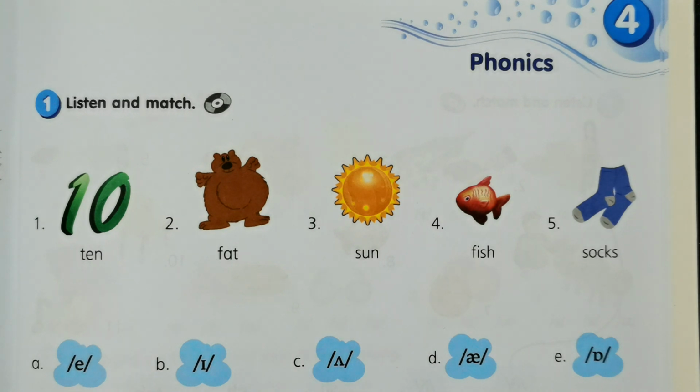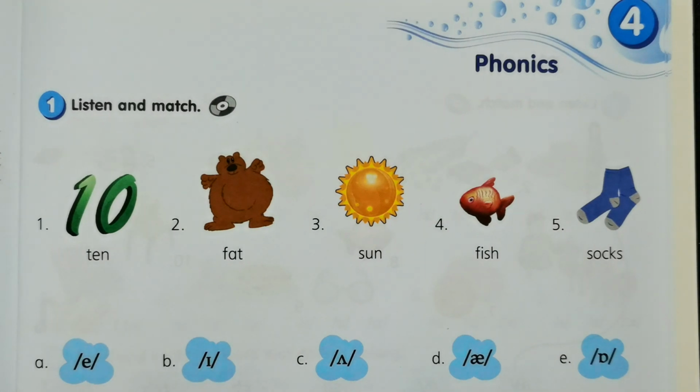Okay, pupils, we are on this Year 3 English Get Smart Plus 3 workbook on page 89. So this is Phonics 4. Okay, number 1, listen and match. So later I will play the audio for this phonics. So before I play it, I want to explain briefly the vowel sounds and the consonant sounds.